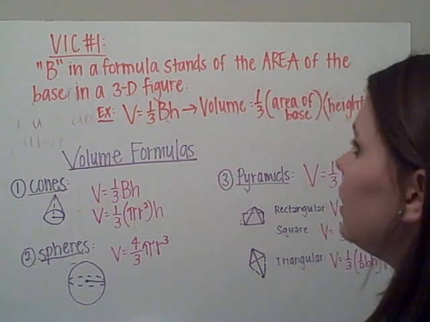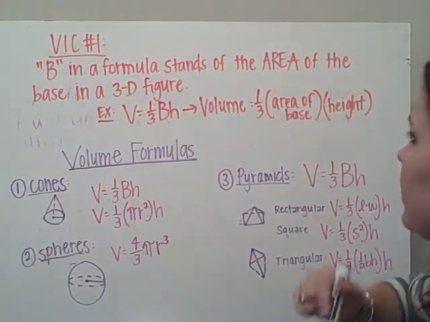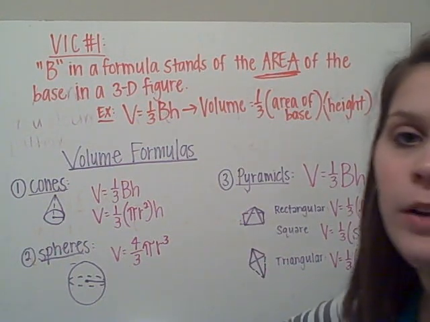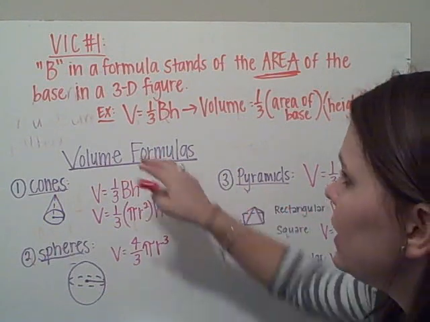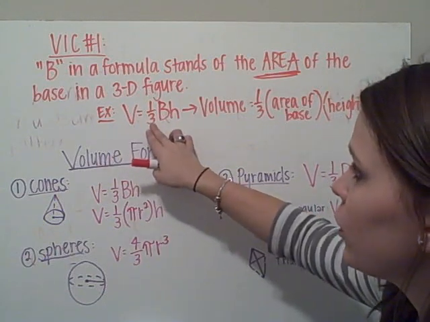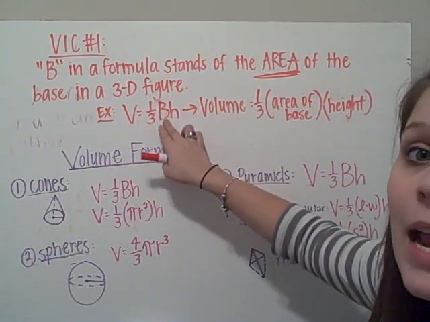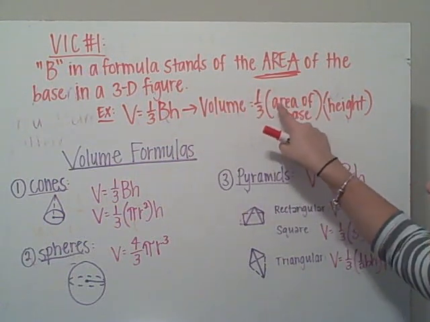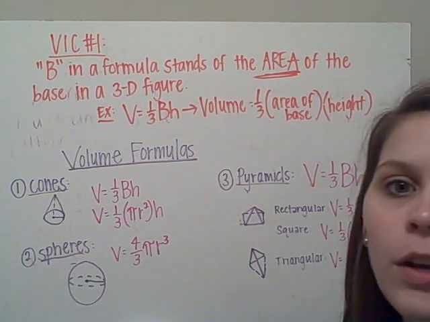Number 1. The big B in the formula stands for the area. This is very important. It's the area of the base in that 3D figure. So if we look at the volume of a cone, the volume equals 1/3 times the base times the height. But this is a big B, so that means the volume is 1/3 times the area of the base times the height of the figure.